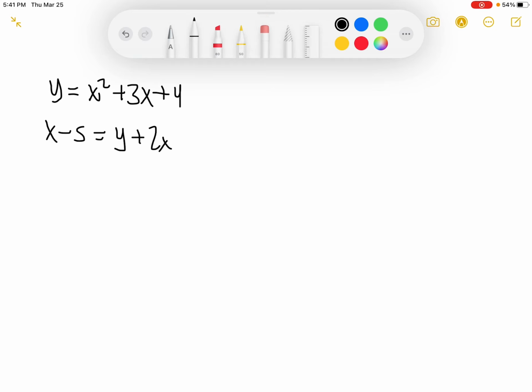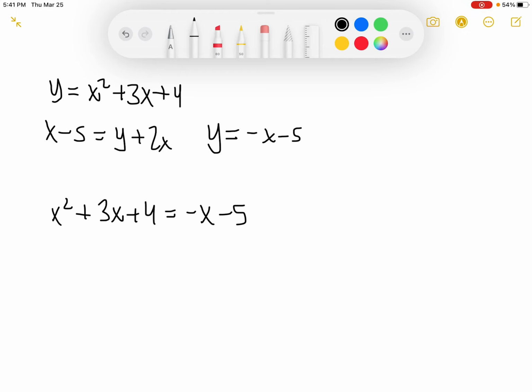So what's the first thing that you need to do? You need to make sure first that the y is by itself. So it is for this one, but it's not for this one. So let's change that. We need to subtract 2x, and then we would get negative 2x plus x, which would really just be negative x. Negative x minus 5, that's what y equals. So now we have y equals negative x minus 5. Now we set them equal to each other. So we have x squared plus 3x plus 4 equals negative x minus 5.